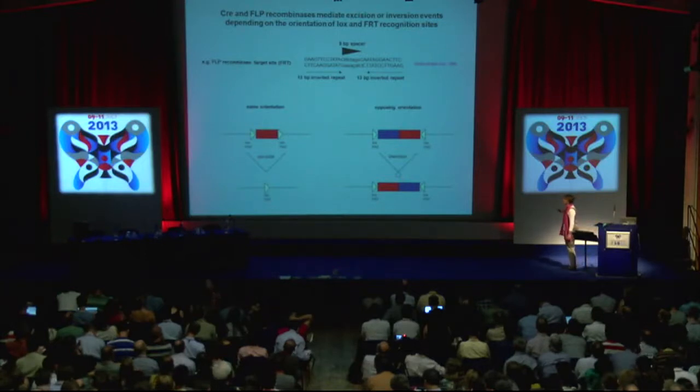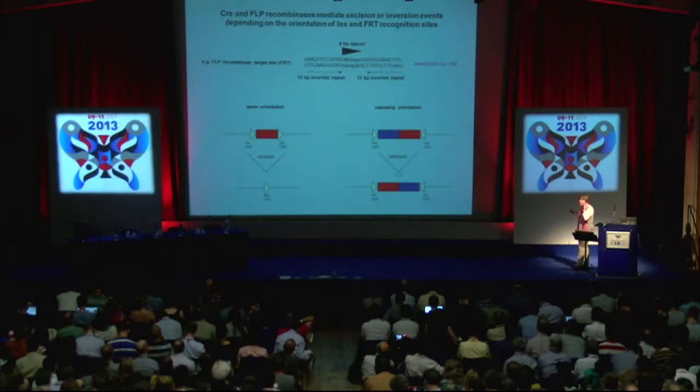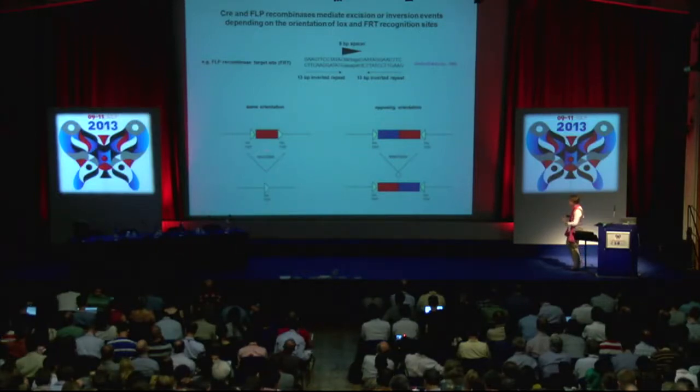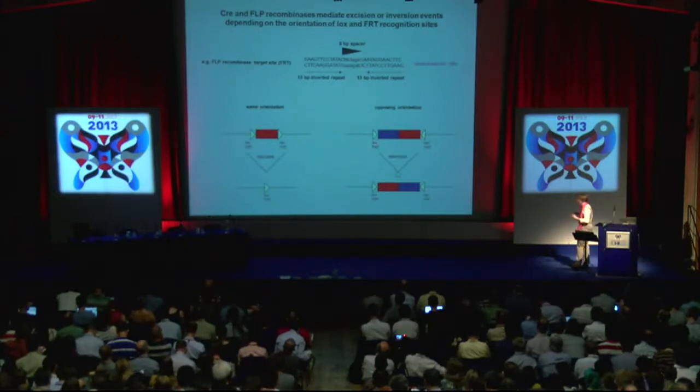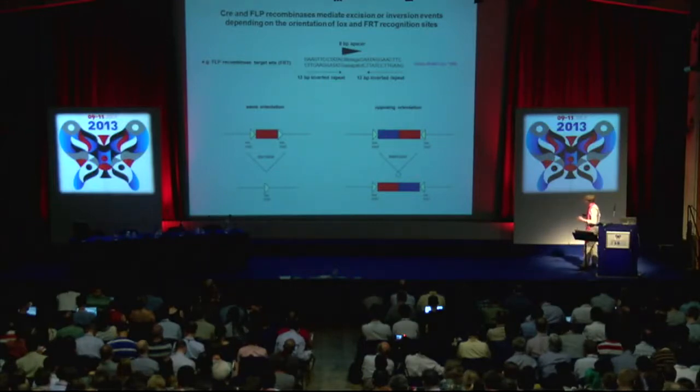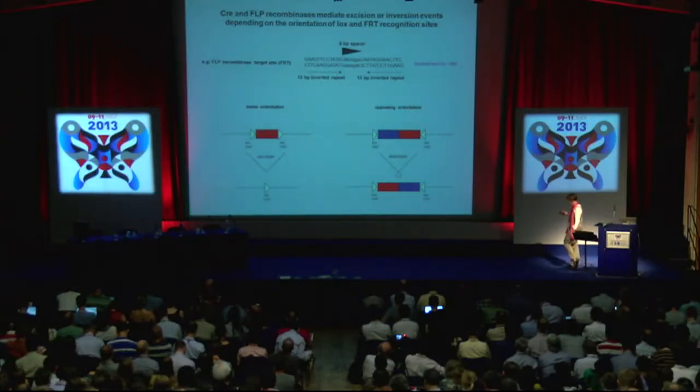Both Brainbow and FlyBow rely on recombinases, which recognize specific sites and mediate site-specific recombination. If you take FRT sites or lox sites in the same orientation and you activate the Flp or Cre recombinase, you would get an excision of the DNA fragment in between. If you put the FRT recognition sites or lox sites in opposing orientation, then the Flp or Cre will mediate an inversion. So that's the key idea for Brainbow and FlyBow.